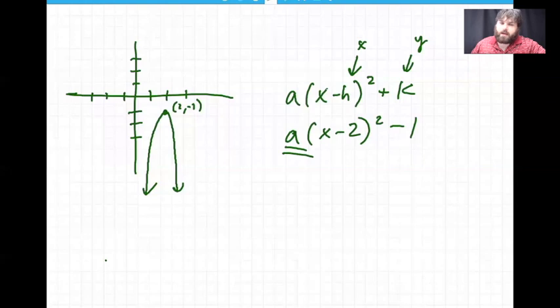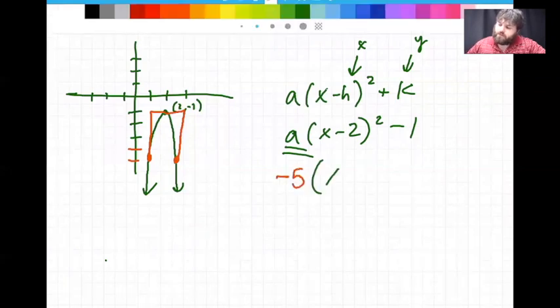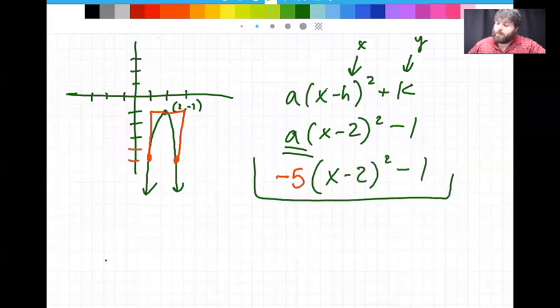Problem is I need to know a. Well, we know how to deal with a, right? Remember, a is basically how far when you go over 1, how far you go down. So it looks like to me that we go down to here, which looks like 1, 2, 3, 4, -5. So that means a is -5. So our equation is -5 times x minus 2 squared minus 1. So I can come up with the equation just by giving a graph. Not a lot of people can do that.